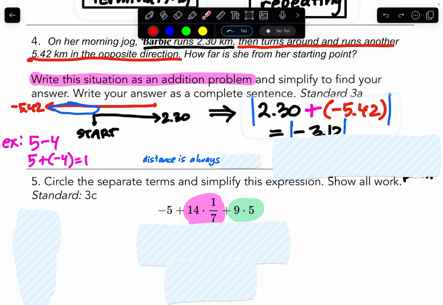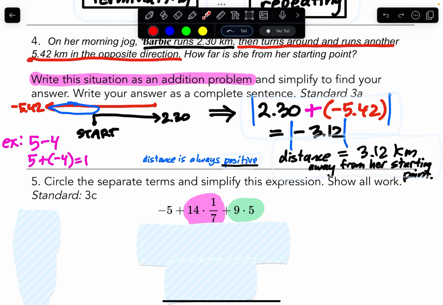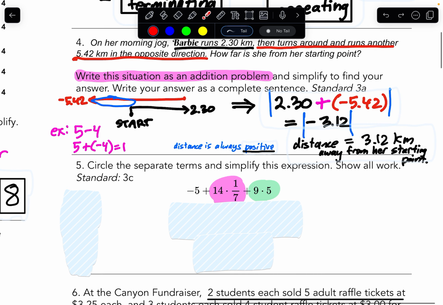negative 5.42. And if you subtract those correctly, you'll get 3.12. But remember, distance is always positive. So the distance right here, if you subtract it correctly, would be 3.12. 3.12, and since it says to write your answer as a complete sentence, we will write that she is 3.12 away from her starting point. And that would be the correct answer.